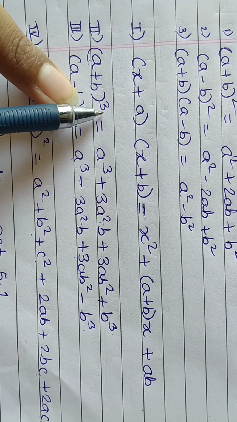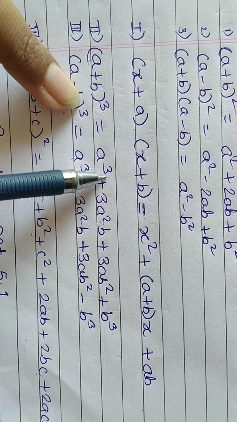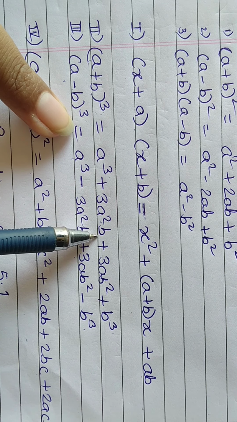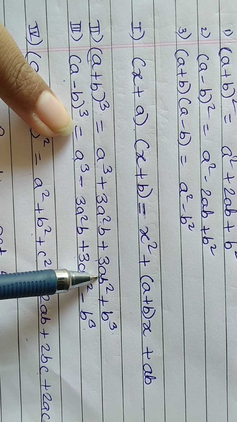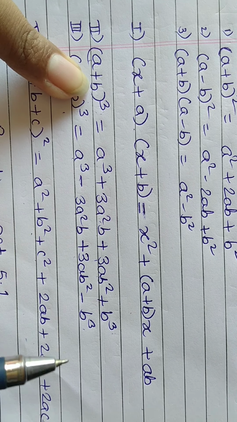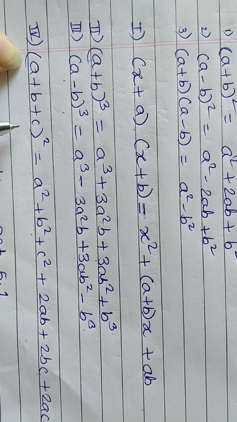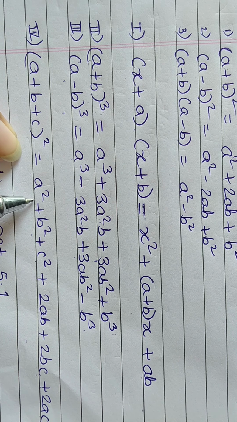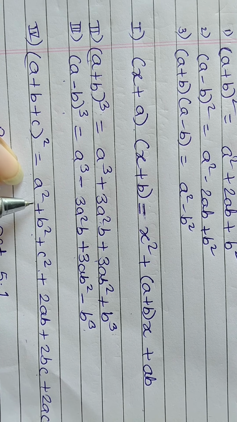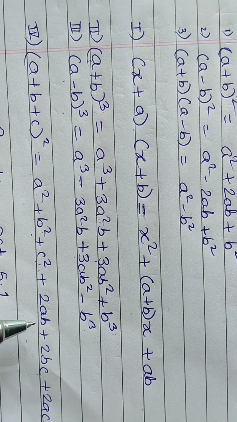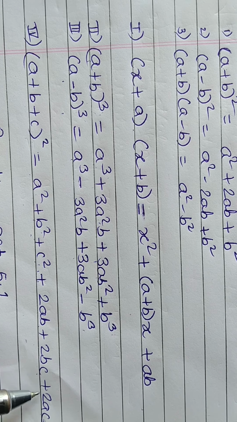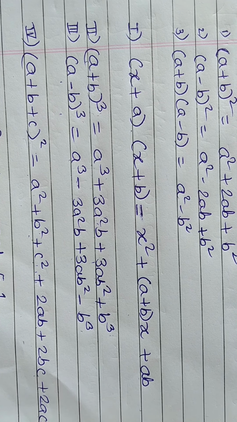First term plus second term whole cube is equal to first term cube plus thrice first term square into second term plus thrice first term into second term square plus second term cube. a is first term, b is second term. Here in the fourth formula three terms are there. So addition of all the three terms' squares: first term square plus second term square plus third term square plus twice first term into second term plus twice second term into third term plus twice first term into third term.